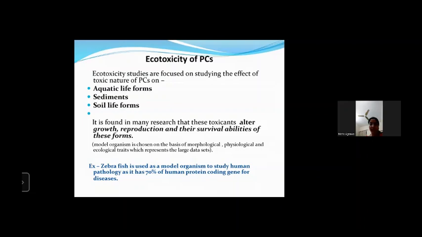The chosen model organism should be inexpensive in nature. It should be easy to maintain in laboratory conditions, and it should be fast growing and easily reproducible, and it should be highly characterized in nature. For example, zebrafish is the most commonly used model organism for these ecotoxicological studies.